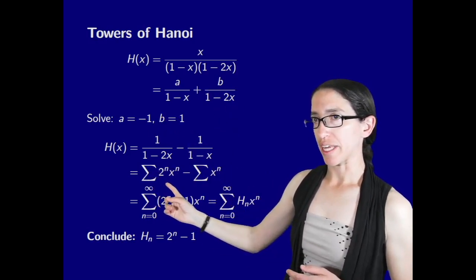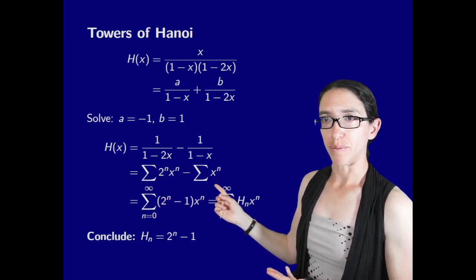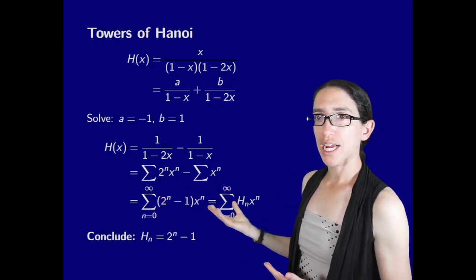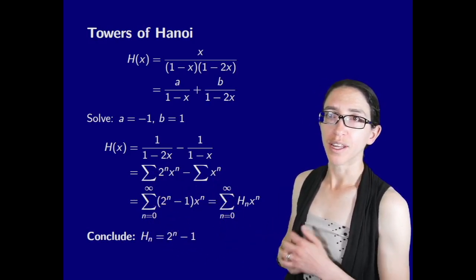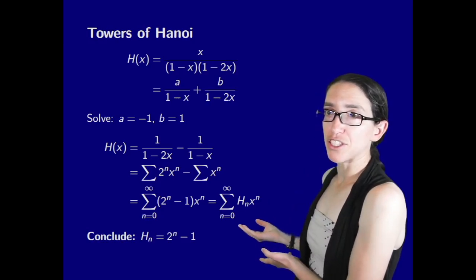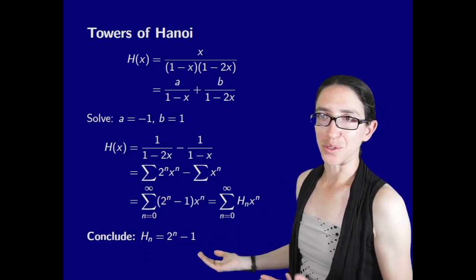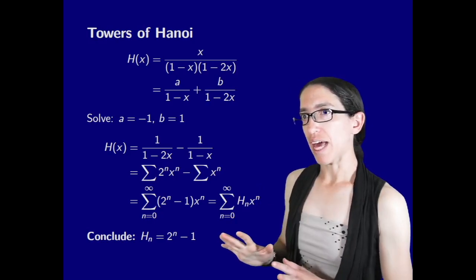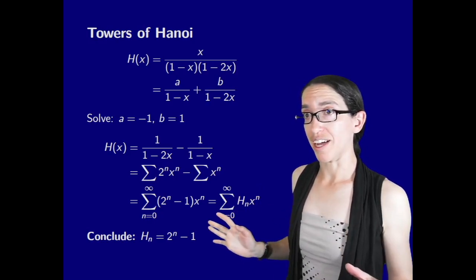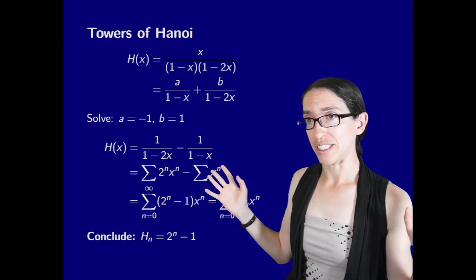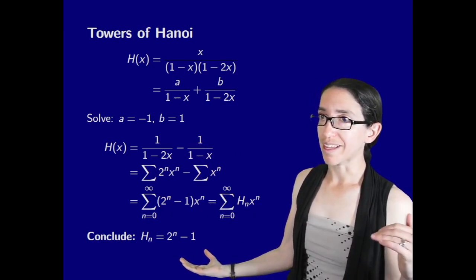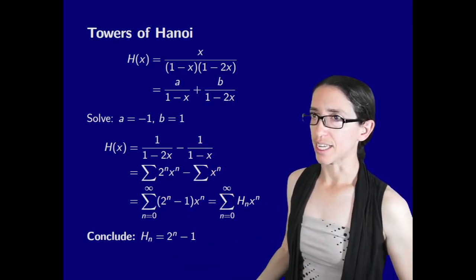This one gives the generating function for 2 to the n, and this is the geometric series. So when we subtract these, we just get 2 to the n minus 1 as the nth coefficient. Again, this matches h sub n, and so h sub n equals 2 to the n minus 1. Now, we found that when we did Towers of Hanoi by guess and check. We wrote out a bunch of Towers of Hanoi values, we noticed that it looked like 1 less than a 2 power, and then we checked that it satisfied the recursion.